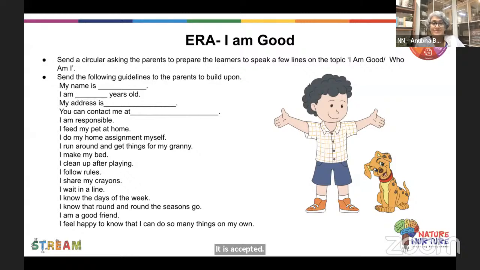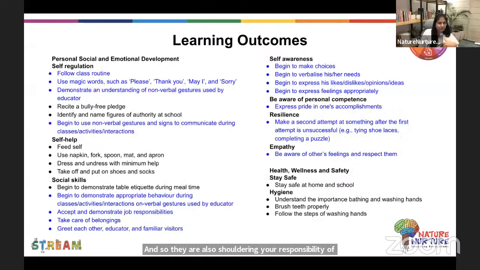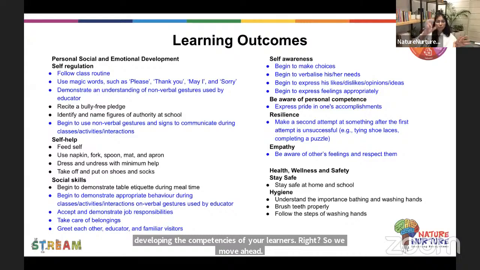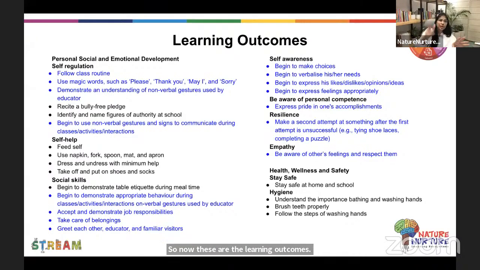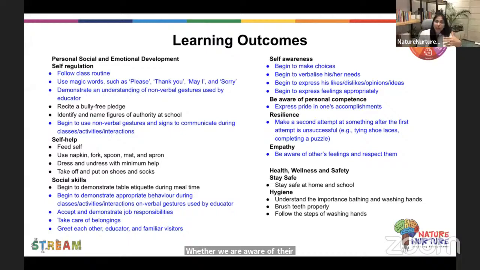So this is part of the ERA again, where you are sending a circular to the parent and you are also making parents stakeholders and co-educators in your learning journey. And so they are also shouldering your responsibility of developing the competencies of your learners, right? So we move ahead. So now these are the learning outcomes. So while focusing on language, if we are not mindful of PSED learning outcomes, whether the rules are reiterated, jobs are given, whether we are appreciating learners for making a second attempt, whether we are aware of their feelings and respecting them, whether we are asking them to express themselves well.